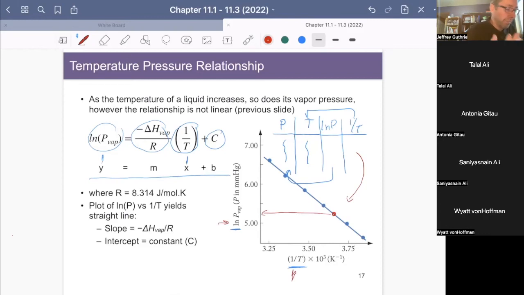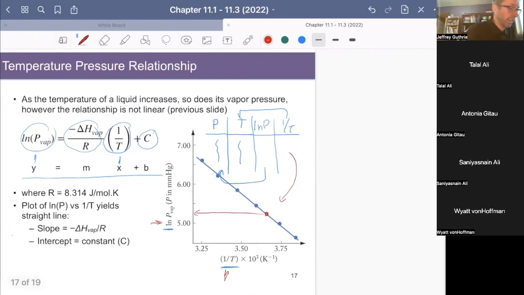Sorry, the inverse of the temperature and the natural log of the pressure to figure out what it would be. So this is what we do graphically. We're not really going to be doing that too much in this class, at least not on an exam. I can't ask you to do a graph on an exam because it will never be exact.